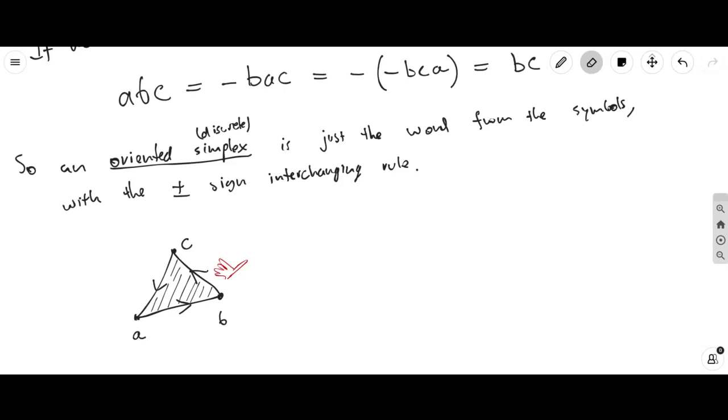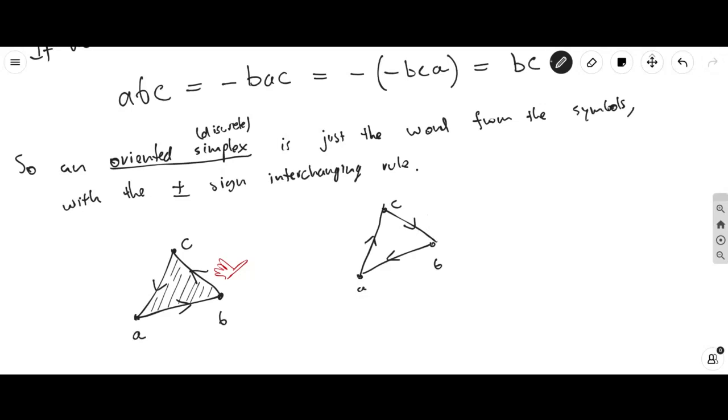Now look what happens when you write BAC. When you write BAC, you would write down the points again. So these are going to be our points, A, B, C. And now we have B to A. We're going from B to A, like this. And then from A to C, we're going like this. And then from C, we go back to B.